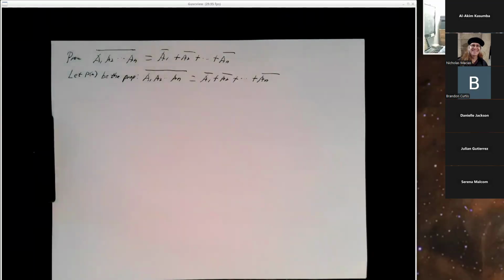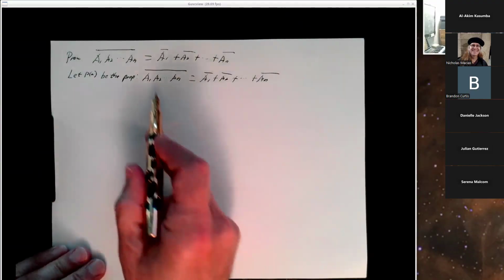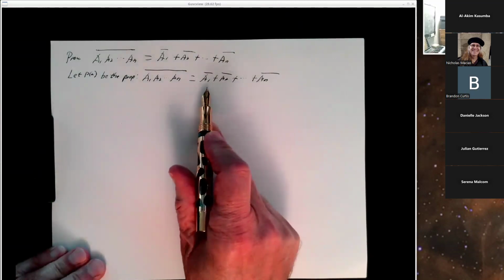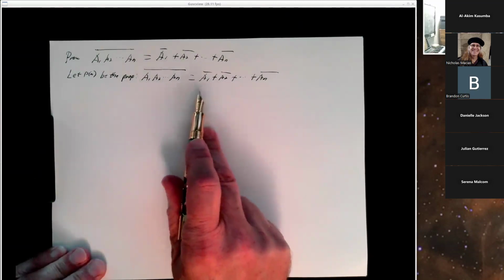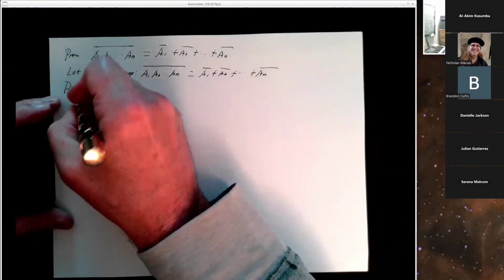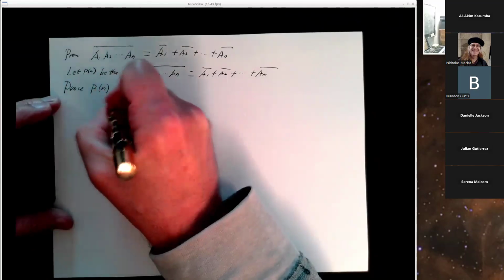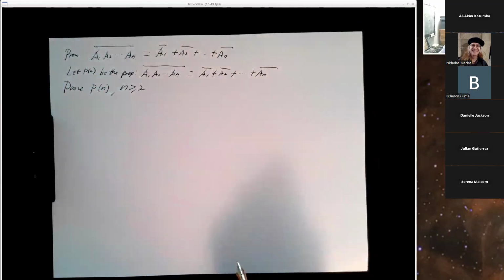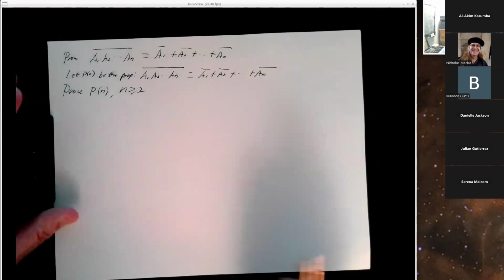Thank you. So let's prove De Morgan's theorem for n variables. So P of n is the proposition that ANDing n variables and taking the negation is like taking the OR of n negated variables. And let's prove P of n for n bigger than or equal to 2. It's also true for 1, but it's kind of a silly theorem for 1. It says A1 bar equals A1 bar. So let's prove it for n bigger than or equal to 2.